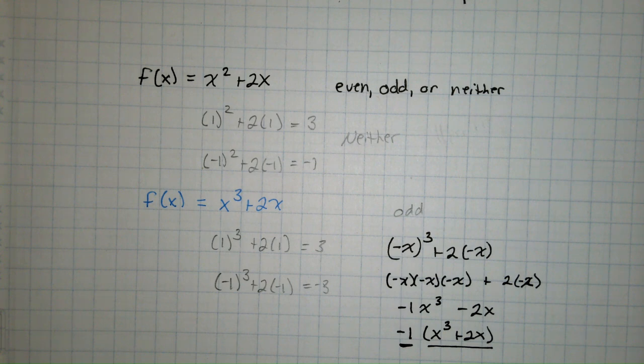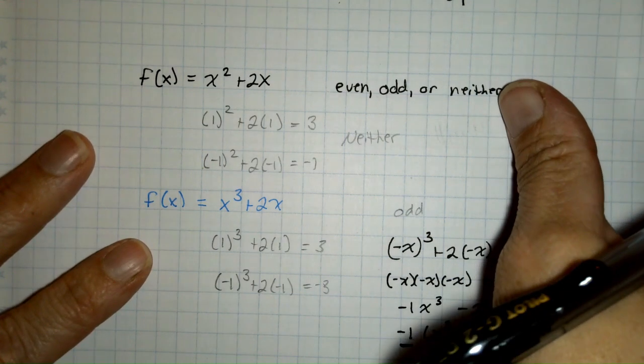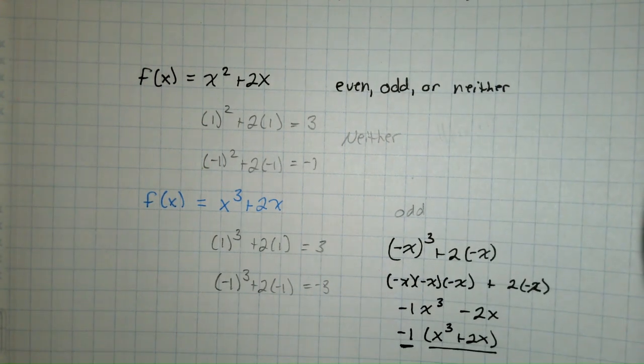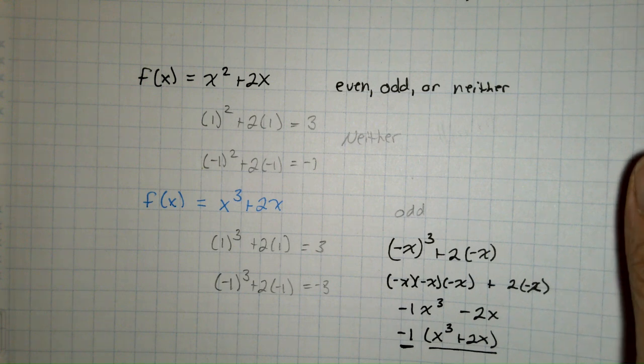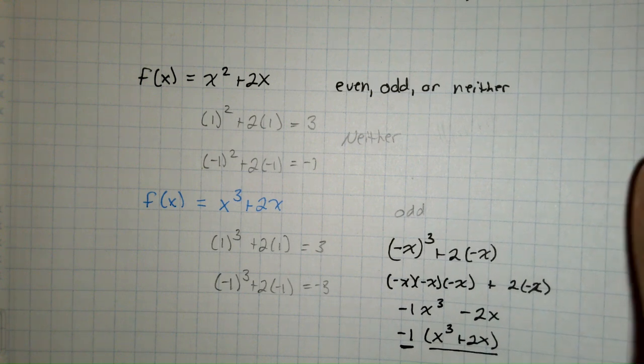So again, that vocab word is even or odd. Even meaning symmetric to the y-axis, odd meaning symmetric to the origin. So symmetry is something we talk about a lot in different algebra classes, and eventually we use it in calculus to help us find some areas under the curve with some of our advanced math.